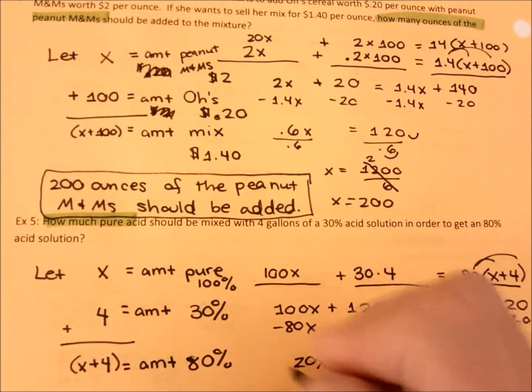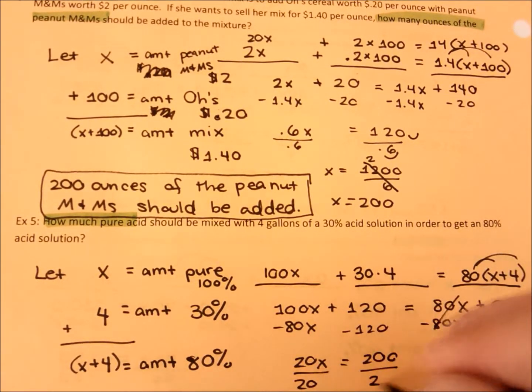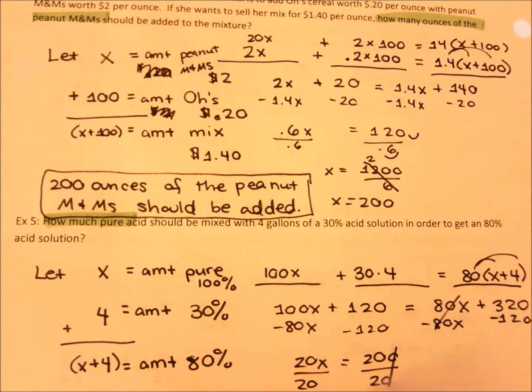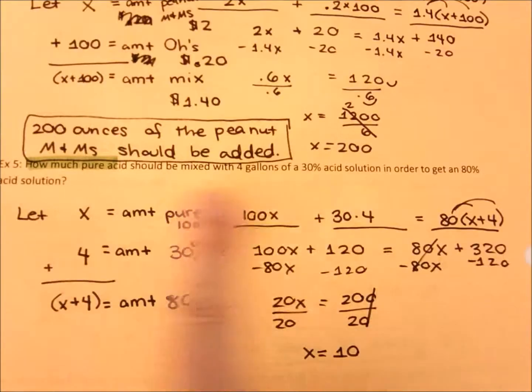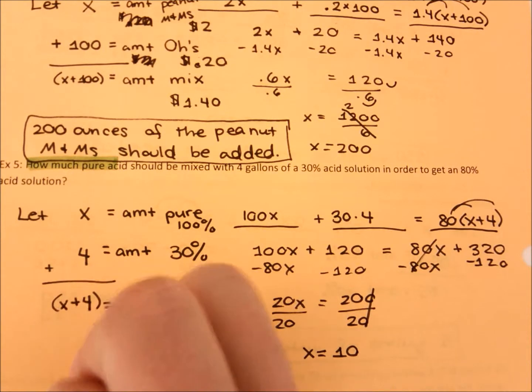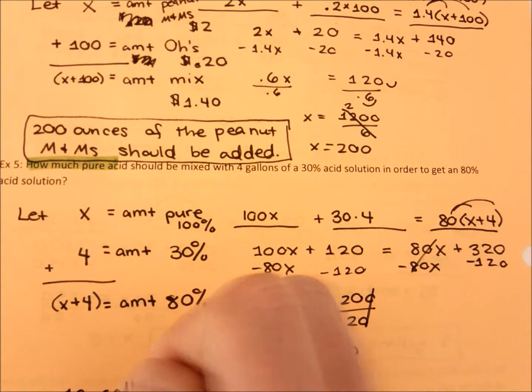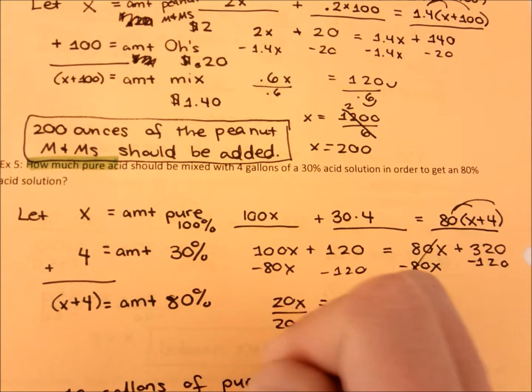Divide by 20. What can we do with one of those zeros? Cross. And 2 goes into 20 how many times? 10. Alright, what's the unit we need to add on to this? Gallons. Good. 10 gallons of pure acid should be mixed.